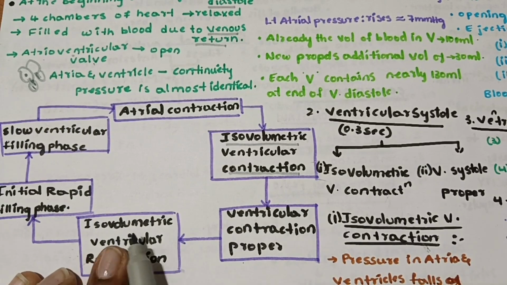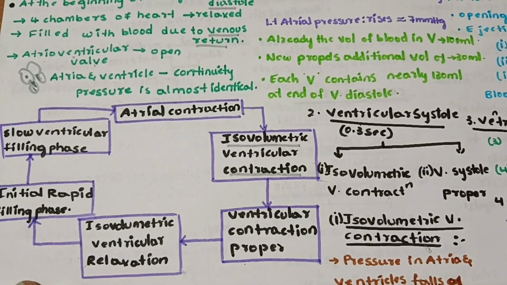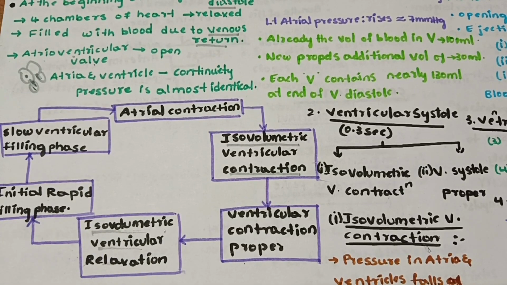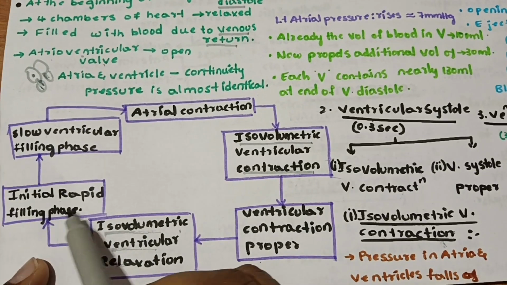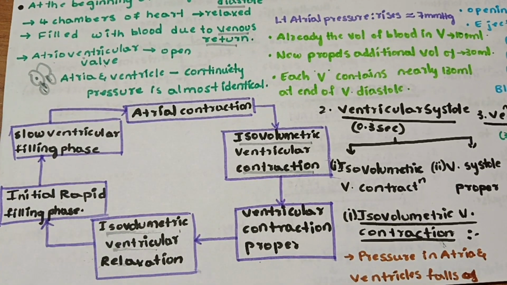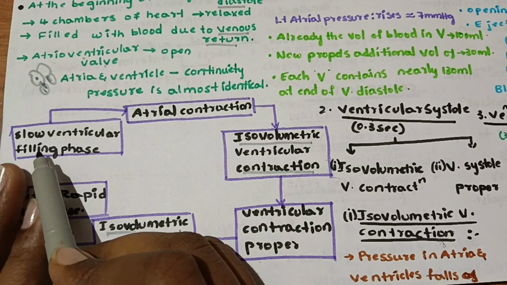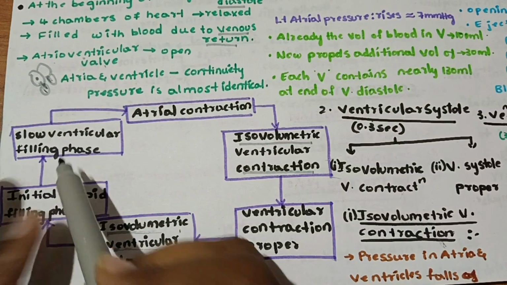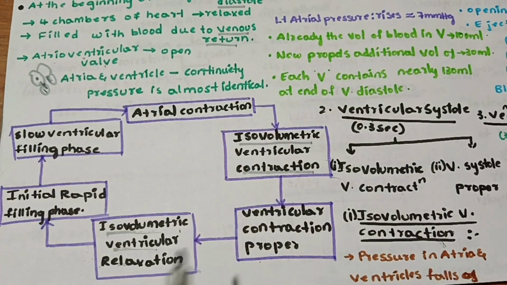Now, isovolumetric ventricular relaxation. The volume is the same, but the ventricles are relaxed. Now, initial rapid filling. In the starting stage there will be rapid filling, meaning a large rate of filling. Then the slow ventricular filling phase, and again the next cycle is going to start.